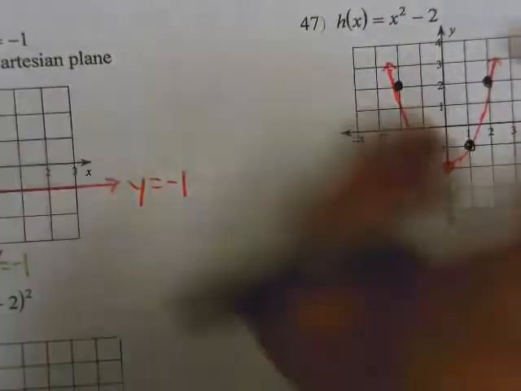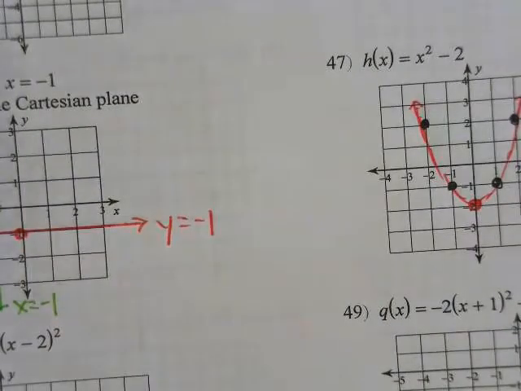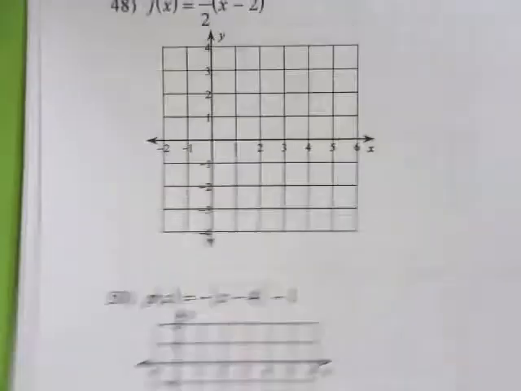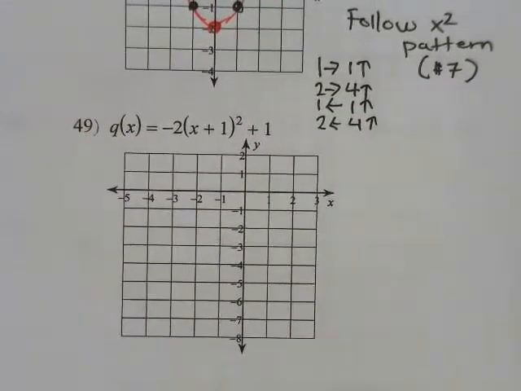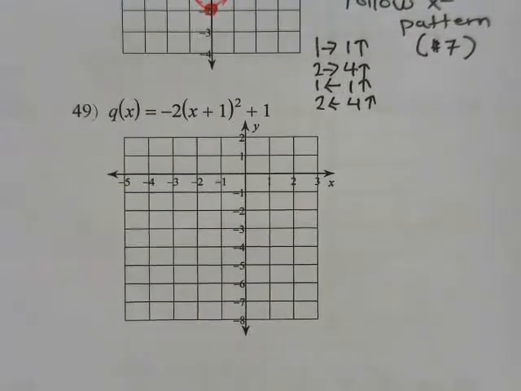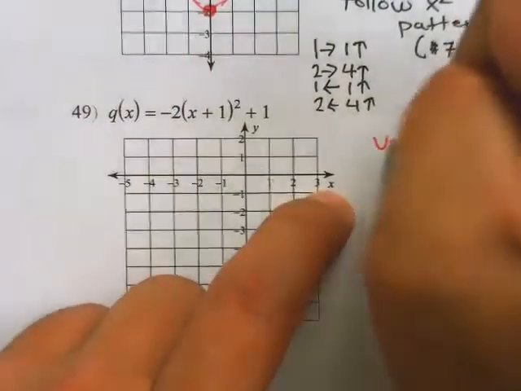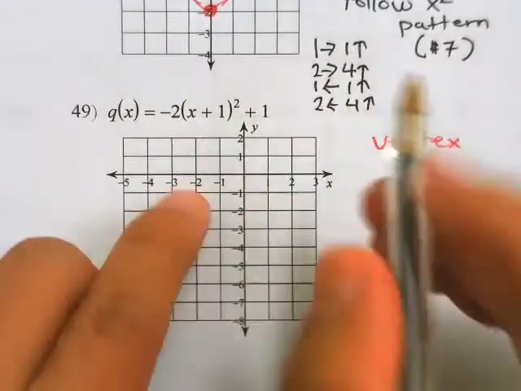Let's go jump to number 48, I believe. Yeah, 49. We'll do 48 in a little bit. Okay. So take a look at number 49. First, let's start off where we have to start off, your vertex. So take a look at your vertex.